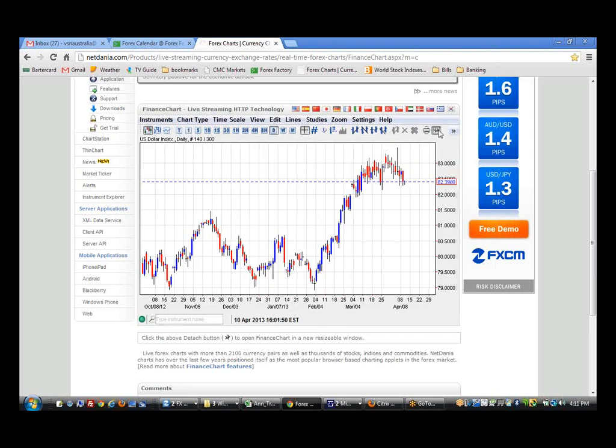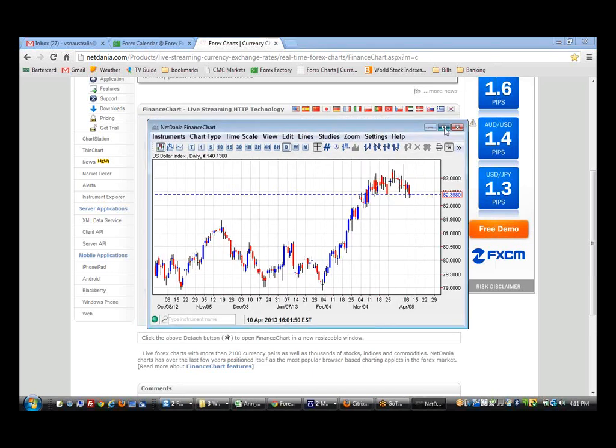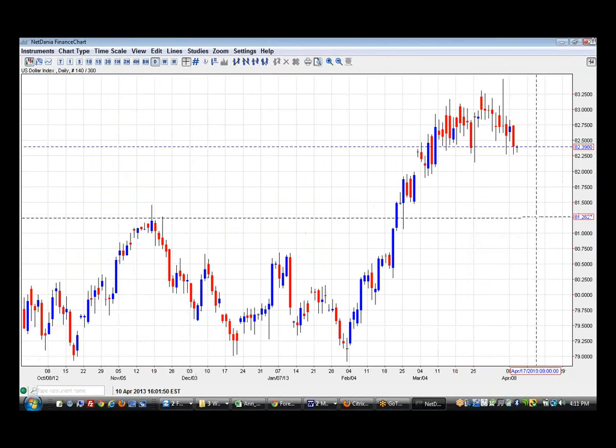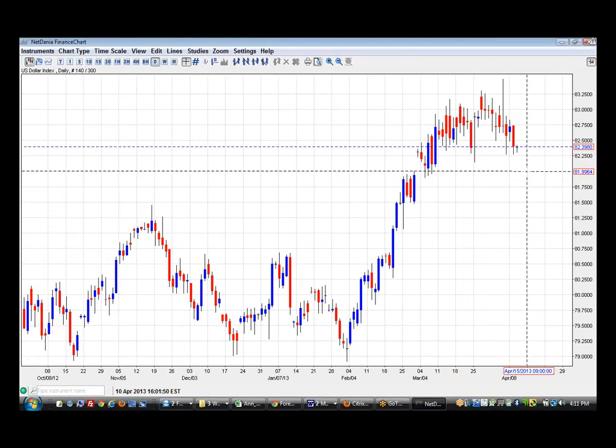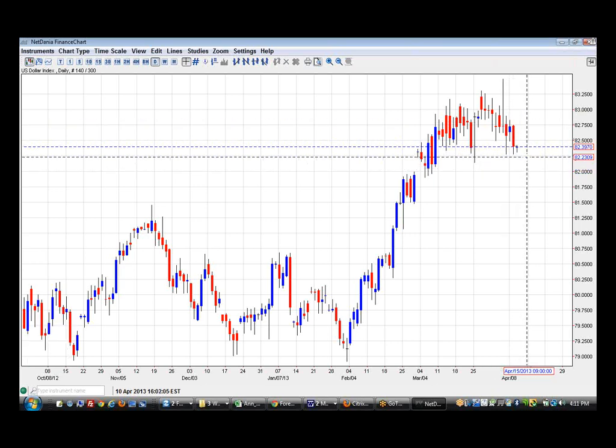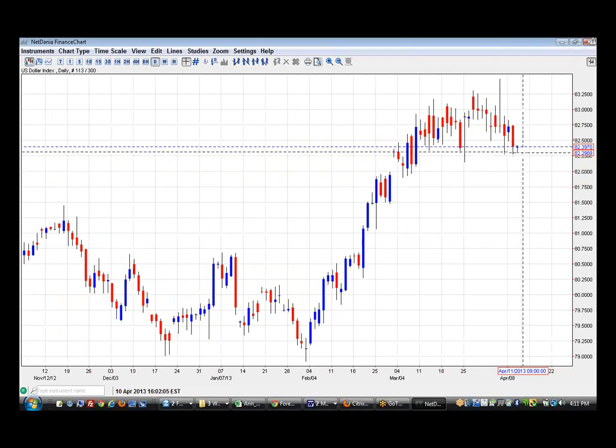I'll just expand this so we can have a bigger view. Okay, so what we look at here is mainly the daily chart, to see what activity the dollar index has done yesterday. So the dollar index, what we can see here is that the sellers are pretty much in control, and it's currently at the level of demand.